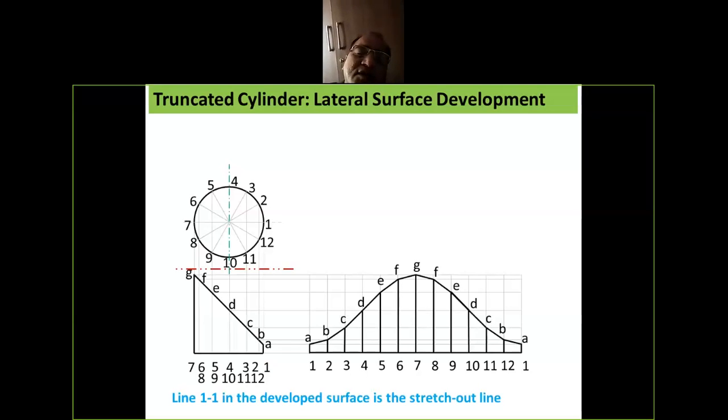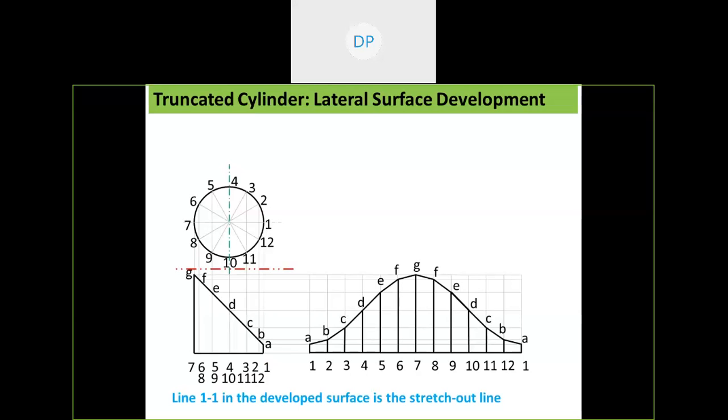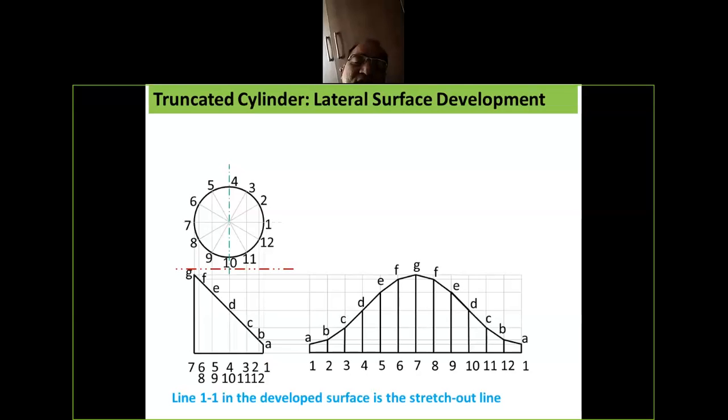And now we can draw its front view. The front view will be a rectangle. In the rectangle, the truncated portion is not yet shown. So in the case of the rectangle, we make projections by taking projections from all the points. In that case, we have drawn the top view and front view of a cylinder.